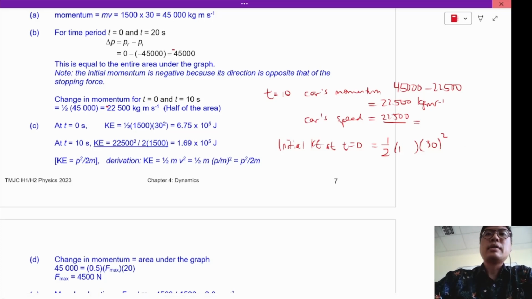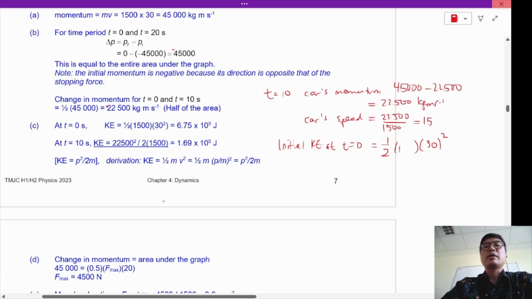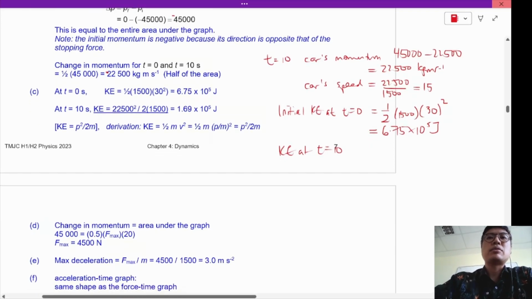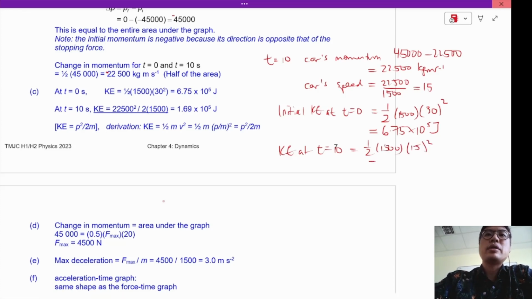So the speed of the car will be 22,500 divided by 1500. It will be 15 meters per second. So the initial KE at t equals 0 will be half times 1500 times 30 squared. This will be 6.75 times 10 to the power of 5 joules. And then the KE at t equals 10 will be half m v squared, half times 1500 times 15 squared. This will be equal to 1.69 times 10 to the power of 5 joules.